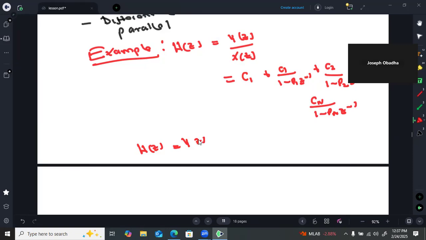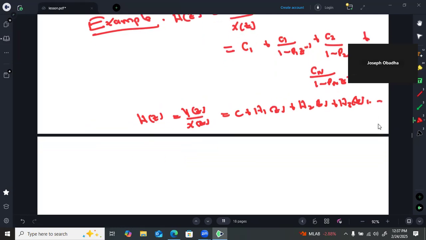Then eventually in implementation, we implement them in such a way that we have H(z) equal to Y(z) over X(z), equal to C plus H1(z) plus H2(z) plus H3(z) plus so on. Then each of them we realize using direct form two realizations.